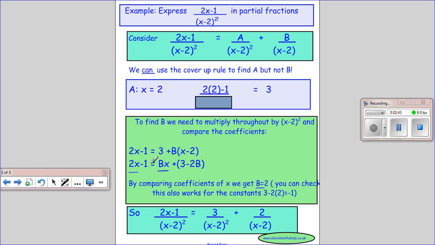And that must also work for the constant. So you need to just go through and check you haven't done something silly. So you go 3 minus 2 times 2, which is 4. So 3 minus 4 is minus 1. And I've got minus 1 on that side, so I'm happy that that all works.